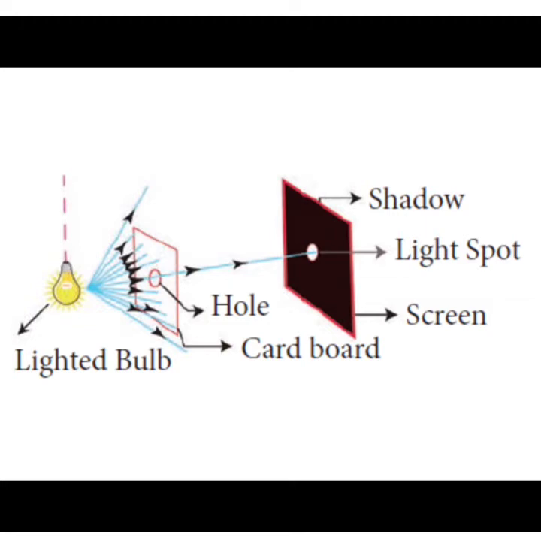Now what can you observe? A shadow with a spotlight appears on the screen. From this, we can learn that light rays pass only through the hole and are not allowed through the remaining part of the cardboard. Good.